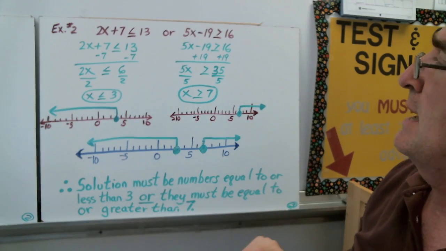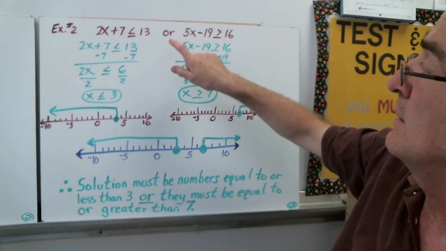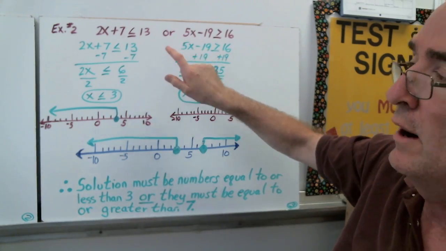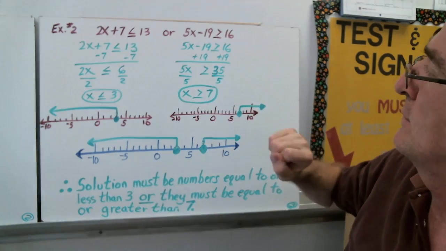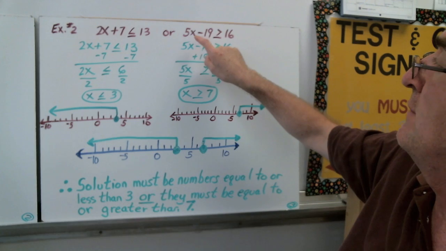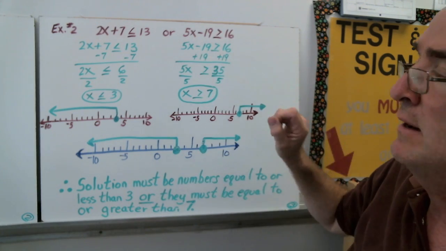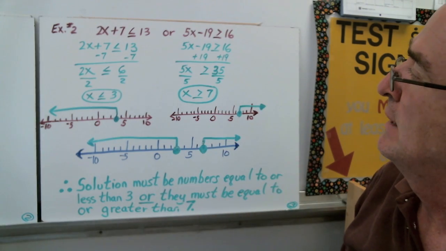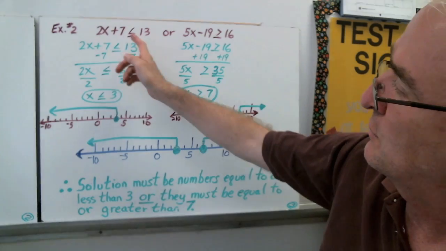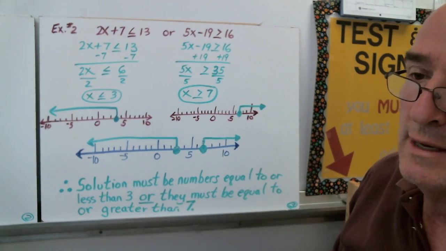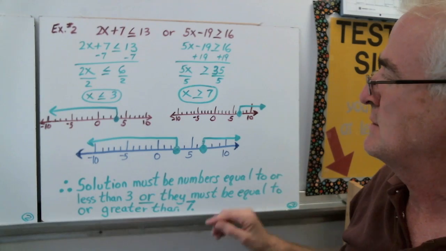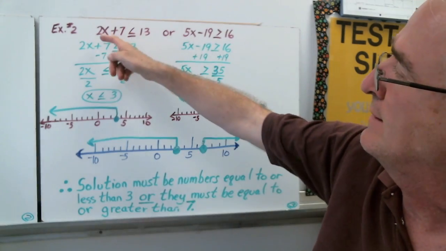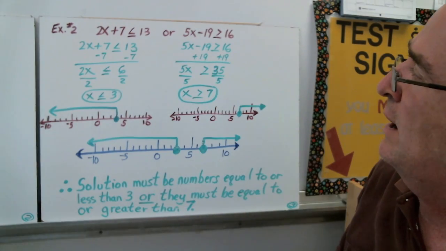Let's take a look at an example here. Now this time we're going to go with our conjunction "or." 2x + 7 is less than or equal to 13, or 5x − 19 is greater than or equal to 16. Once again, we're going to graph each inequality separately, and then merge them and find the solution that would satisfy the entire compound inequality.